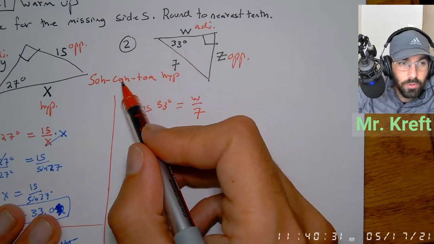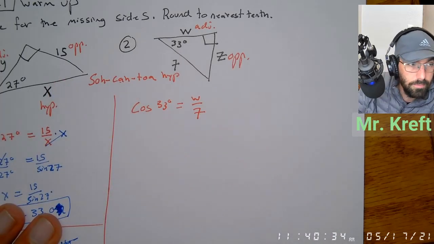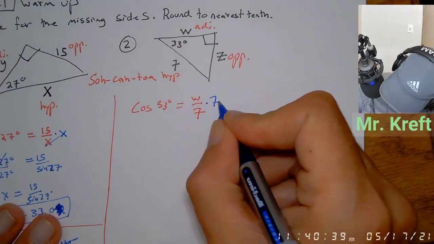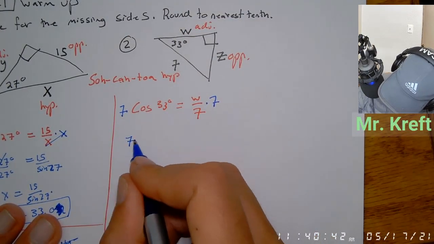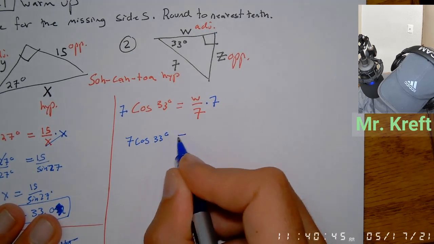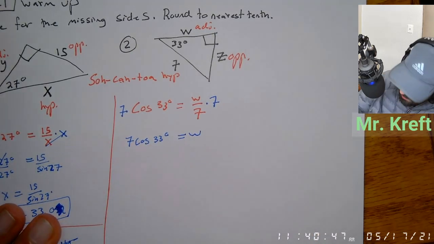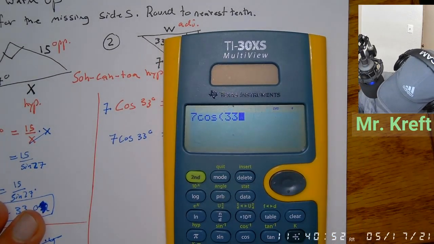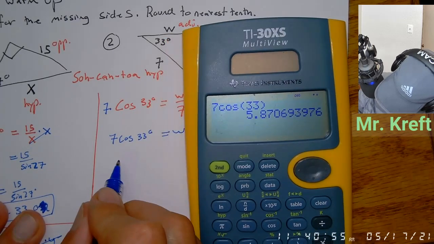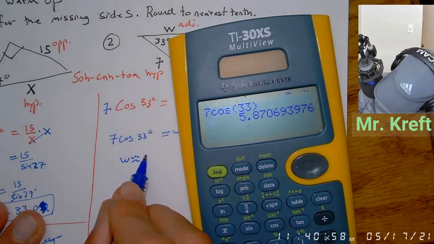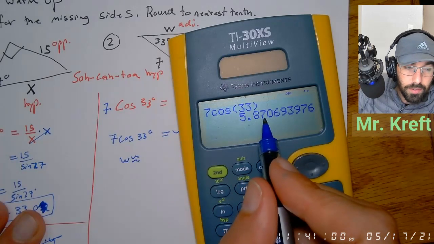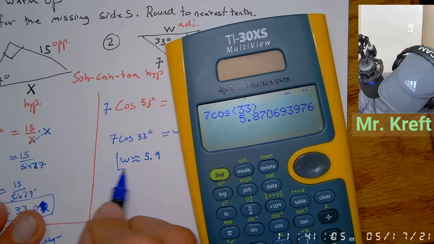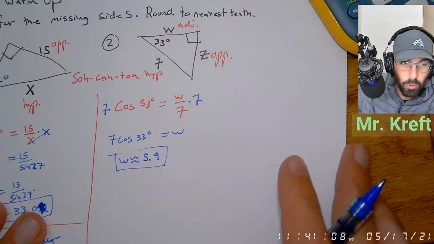Okay, notice how in cosine, the adjacent comes first on top. So I don't want the 7 on the bottom, so I'm going to multiply both sides by 7. And I get 7 cosine of 33 degrees equals w. This is my exact answer. When I go to type this in, I have 7 cosine of 33 degrees. I get that w is approximately, so if I go to the right one, see how that's 5 or higher, I'm going to come back and round the 8 up to a 9. Okay, so I get 5.9.